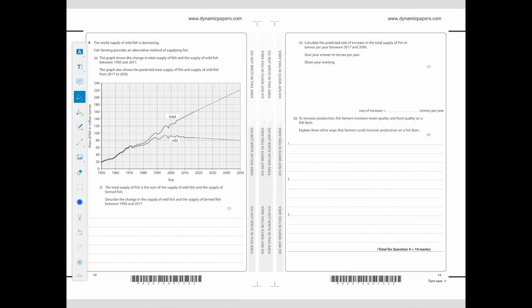Describe the change in the supply of wild fish and the supply of farmed fish between 1950 and 2017. It's a describe question, which means you need to say what you see on the graph and don't provide any explanation, because that wouldn't be answering the question. So as you can see from the graph, we've got a positive gradient. So you can say that there is an increase in farmed fish, and that with the wild fish, they increase in number and then decrease.